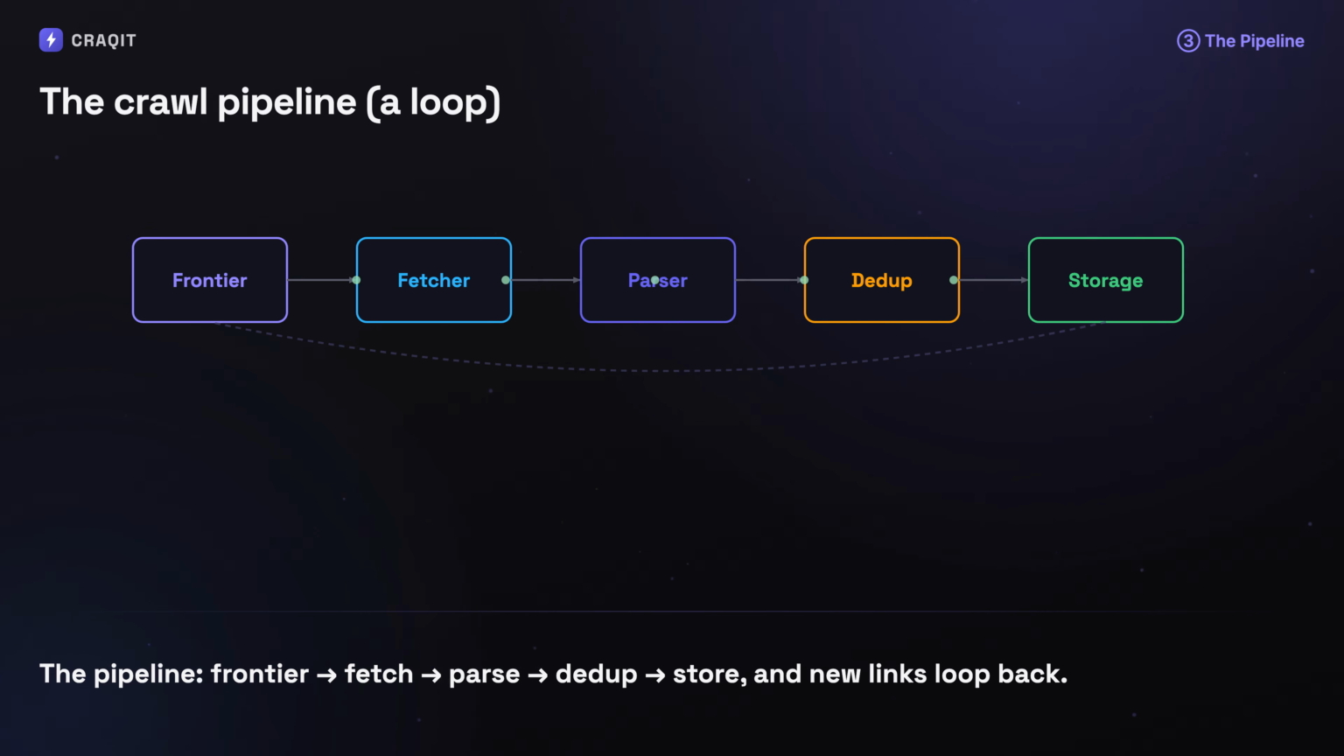The dedup stage checks: have we seen this URL? And have we seen this content? Storage saves the content to a blob store and metadata to a database. And the newly discovered links flow back into the frontier. The loop closes. Now 3 design decisions that separate senior from junior.